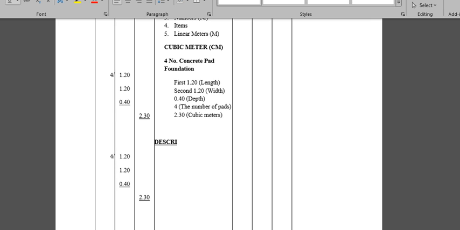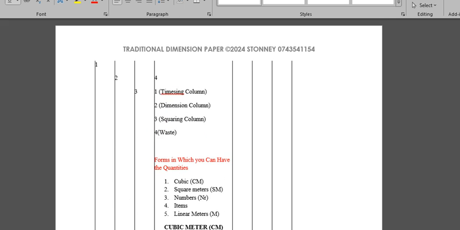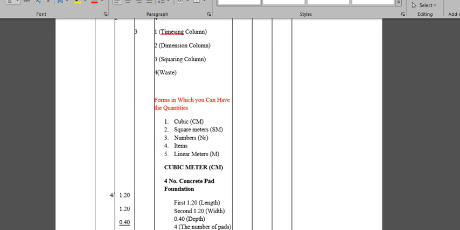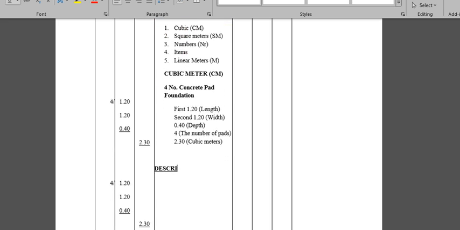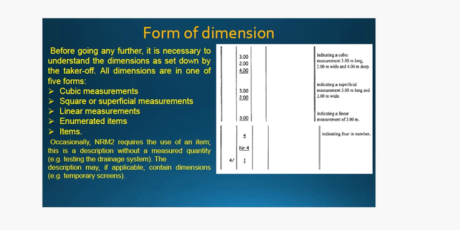Description in this order. So the column that we haven't utilized, we've done the timesing, dimension, squaring, and then we haven't utilized the fourth column, which is the waste calculation. So the fourth column where we have the waste calculation is basically for you to do your extra calculations. Okay, so I just want to show you how that is done.